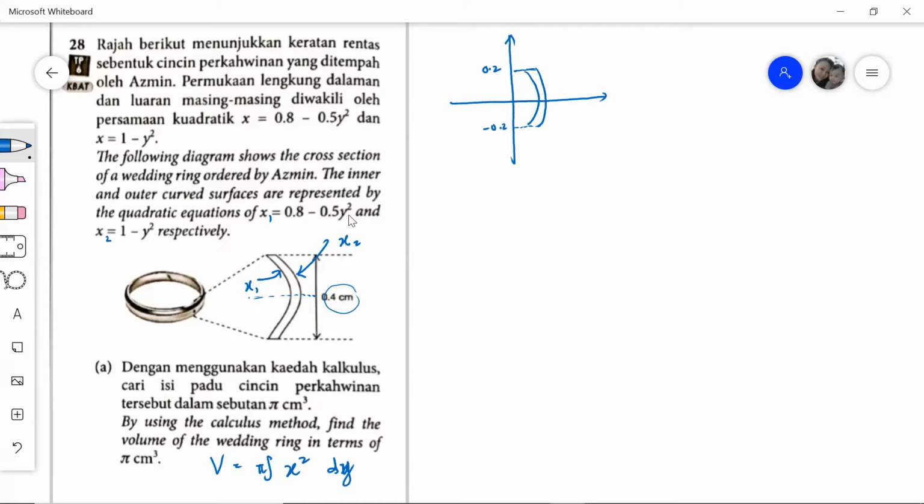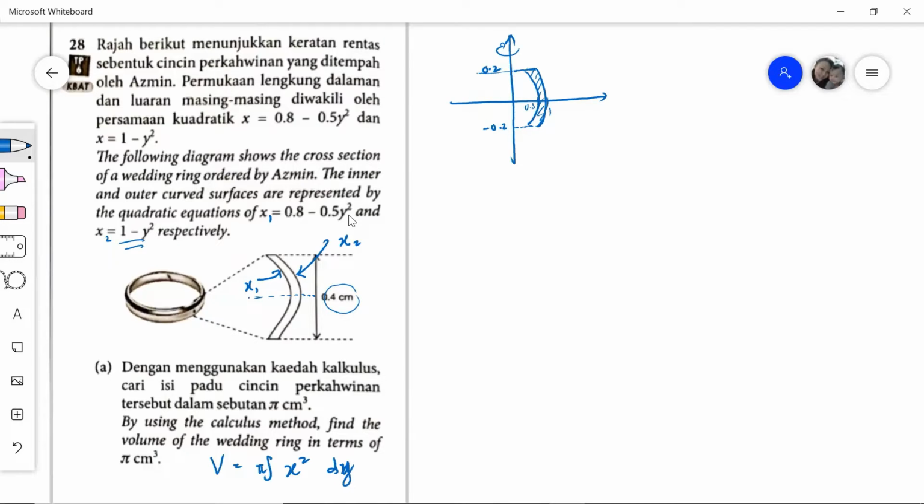Let's look at x2, 1 minus y squared. Probably this is 1 here, this is 0.8. It doesn't really matter. What we want is for this whole thing to revolve about the y-axis. When you revolve about the y-axis, it will form this kind of shape, whereby the middle one is empty. So this whole thing will form the ring.